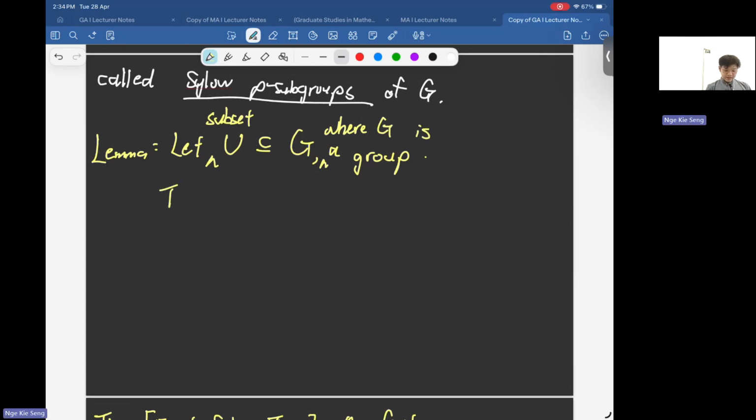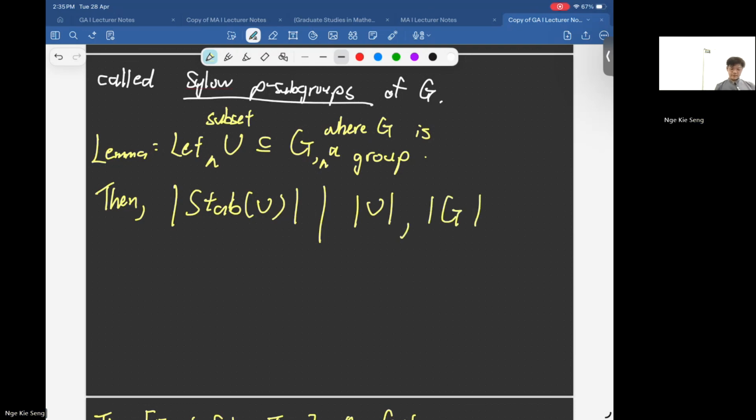Okay. So then we can talk about the order of the stabilizer. Then the order of Stab(U) will divide the order of U and of G, for left multiplication by G. I think this proof is relatively straightforward, right?